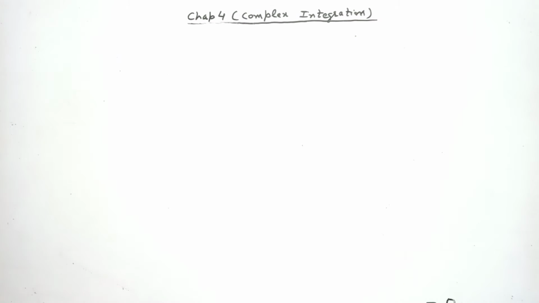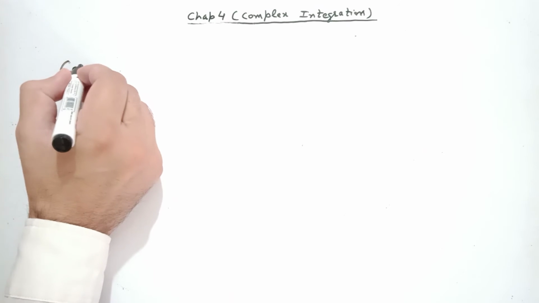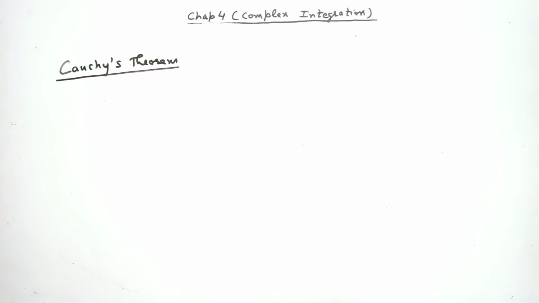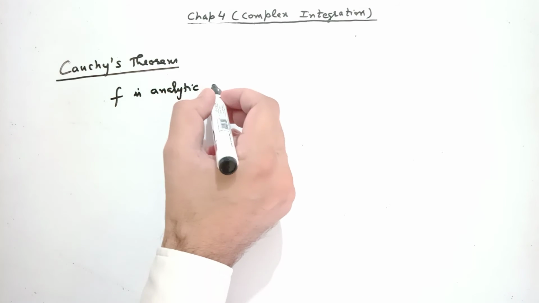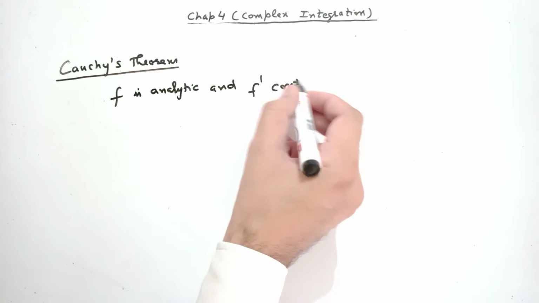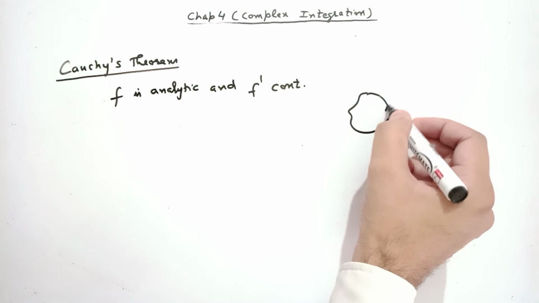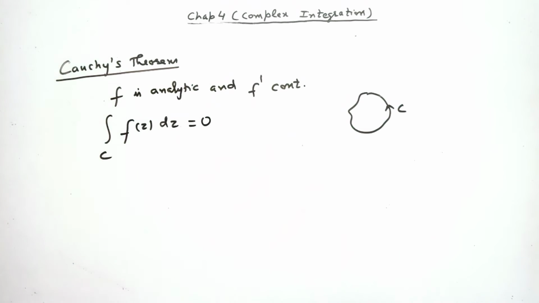Now, a very important theorem that is called Cauchy Theorem. Very, very powerful theorem in complex analysis. It states that if f is analytic and f prime is continuous within and on a simple closed contour C, then integral of f(z) along C is 0. This is the result of this theorem.